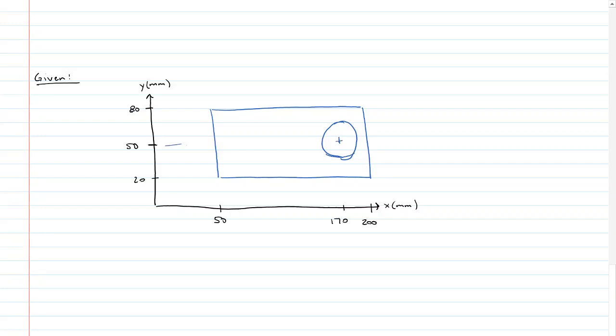And this circle is centered up at 50 and 170. And the circle has a radius of 20 millimeters. And here's my solid area.